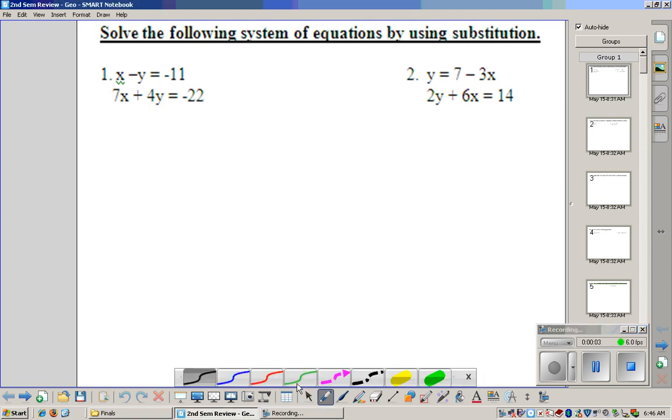Okay, this is the first problem of our review. I'm going to be breaking these videos into problems of maybe like 10. So let's get started. The first problem says solve this by using substitution.